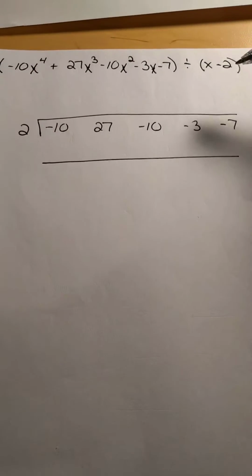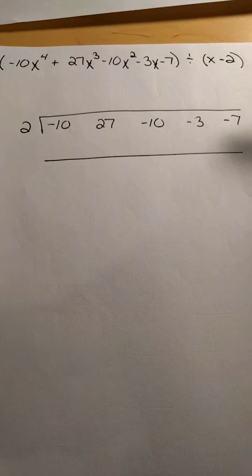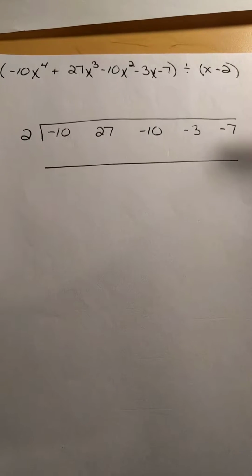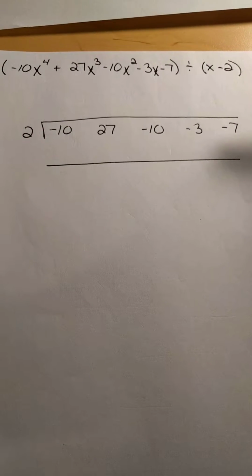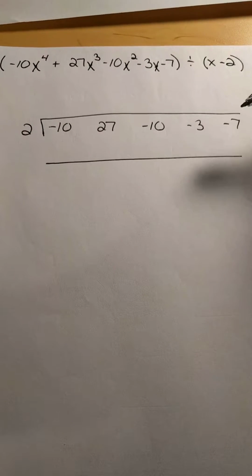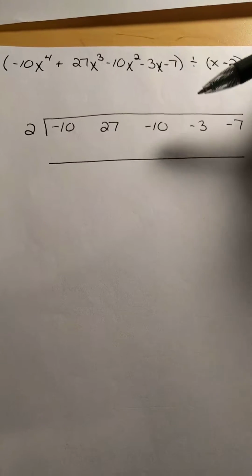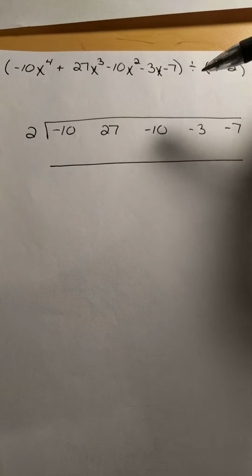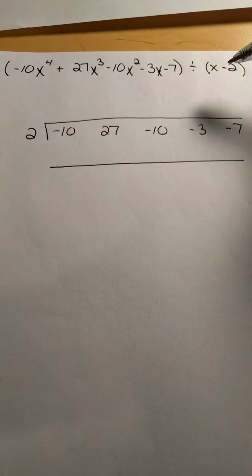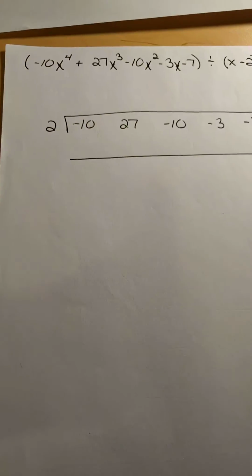But anyway, the next example I want to take a look at is negative 10x to the fourth plus 27x to the third minus 10x squared minus 3x minus 7 divided by x minus 2. Now, as you can see, I've already taken the liberty of copying down the coefficients of my dividend into the division bar. And I took the second term, the constant term of my divisor. It was a negative 2, and I changed it already over to a positive 2.